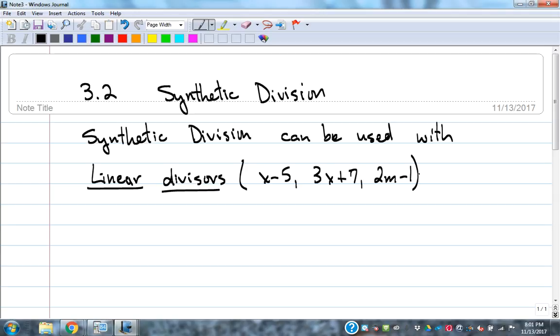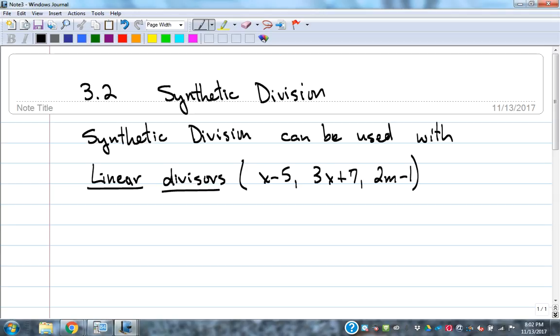Synthetic division only works with linear pieces. So polynomial long division works for everything. We did some examples of dividing by linear divisors with long division. Synthetic division makes it better. Okay, I'm going to show you that as we go through this.